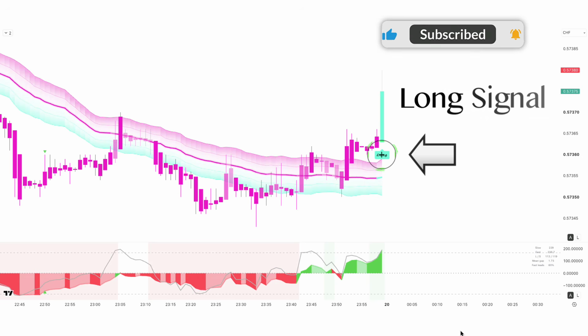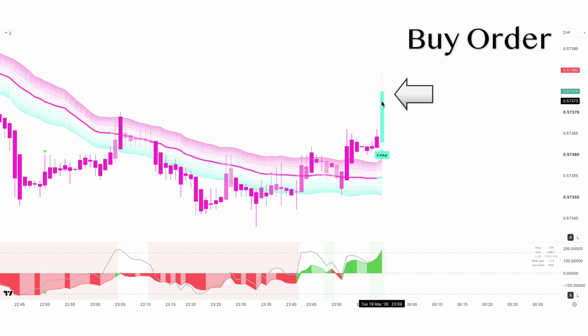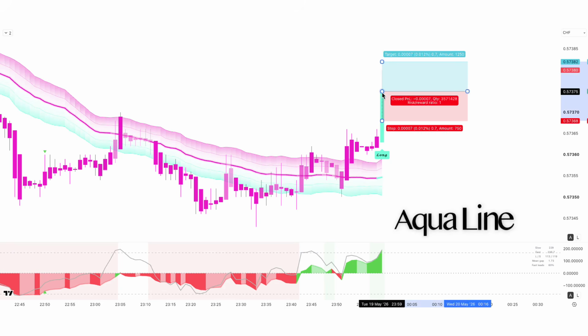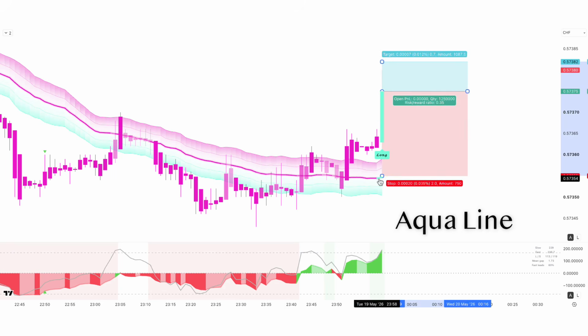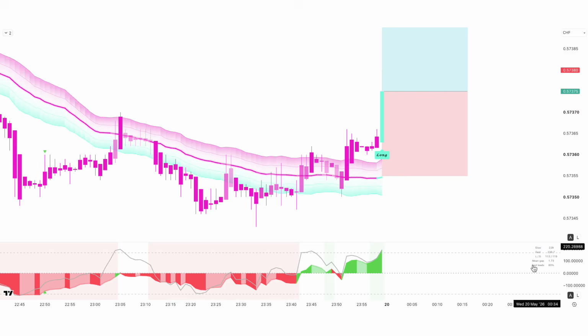When the Gravity Well trend, Lyro RS, shows a label up, this is a long signal. The Curly Shuffle indicator should show a green area. When the market forms a bullish candle, if these conditions are fulfilled, then we will place a buy order. Our stop loss is to be placed at the aqua line, and the risk to reward ratio will be 1:1.5.